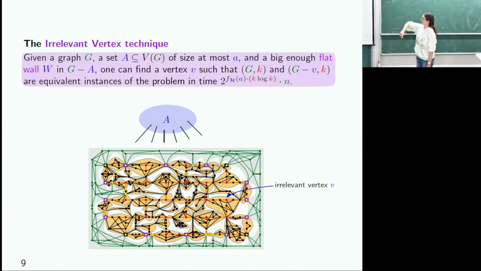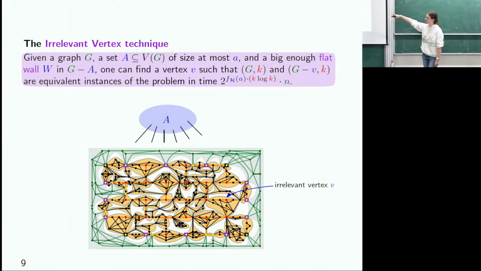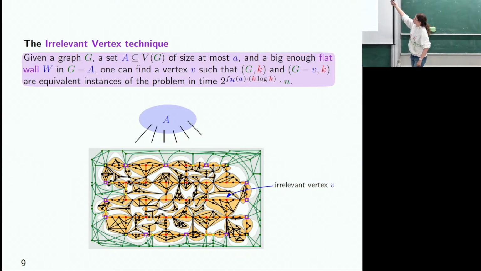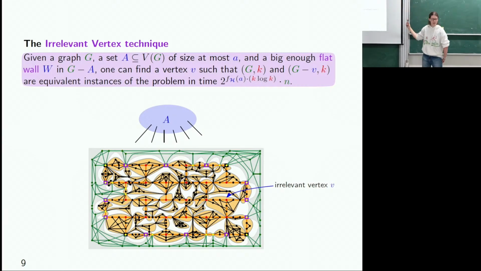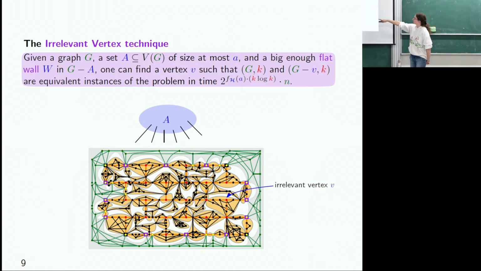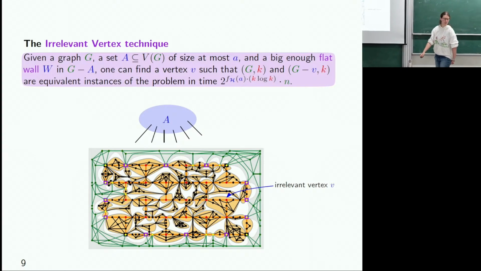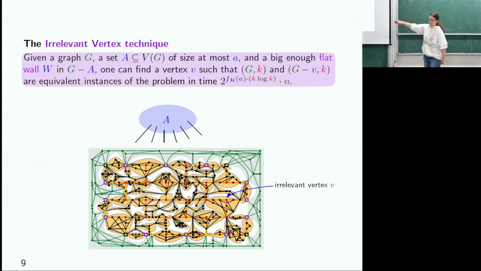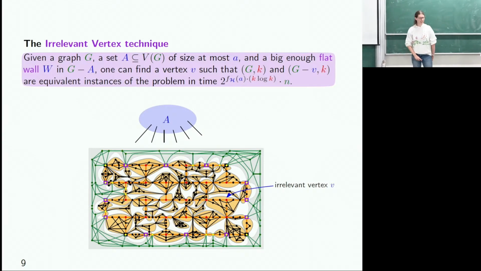Sorry, first, actually what we will usually find is a set A that we call an apex set, such that if you remove it, you have a flat wall in your graph. And so we have some version of the irrelevant vertex technique that says, if you find this structure in your graph, then you can find an irrelevant vertex in the running time above. What is important is that this running time depends on the size of the apex set by a function that is bad. So I will try to not have k in this apex set because it will be very bad after.